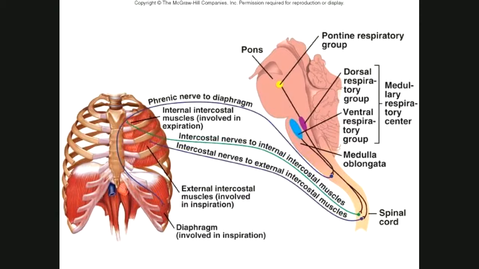So these are the three groups: the pontine group, the ventral, and the dorsal group that are working together in order to facilitate the process of inhalation and exhalation. So inhalation is through the intercostal nerves and the phrenic nerve to the diaphragm and external intercostalis muscle in the dorsal group, while the ventral group works through other nerve fibers to the internal intercostalis and other groups of muscles. Okay.